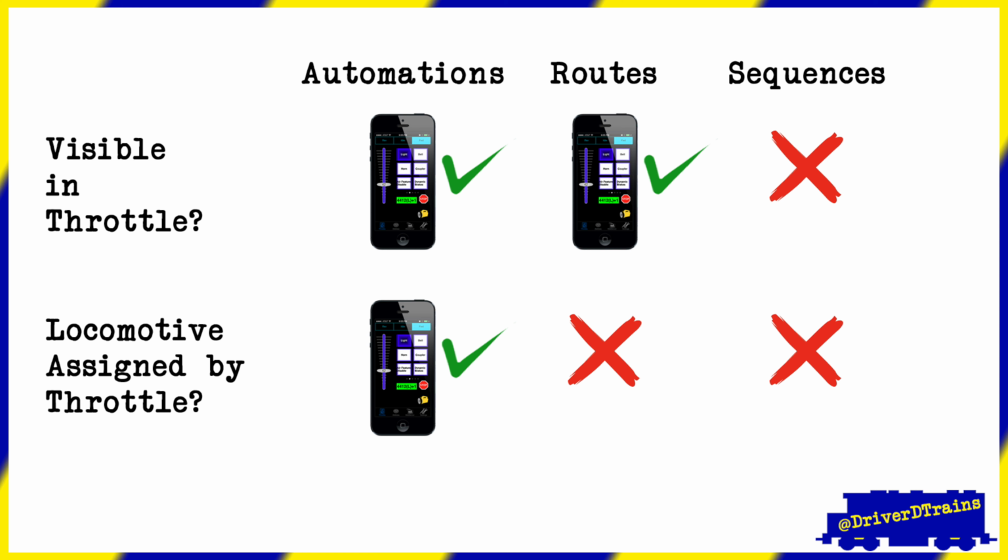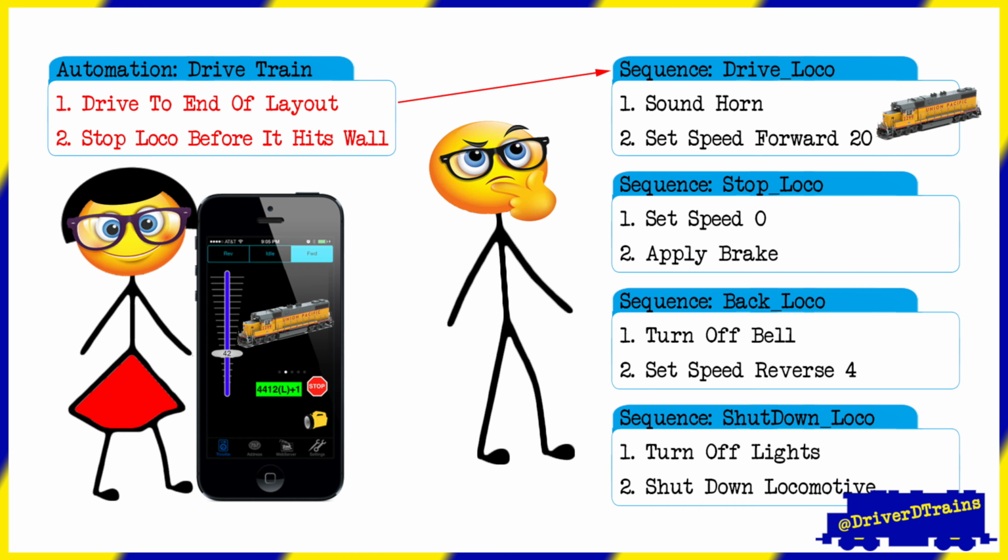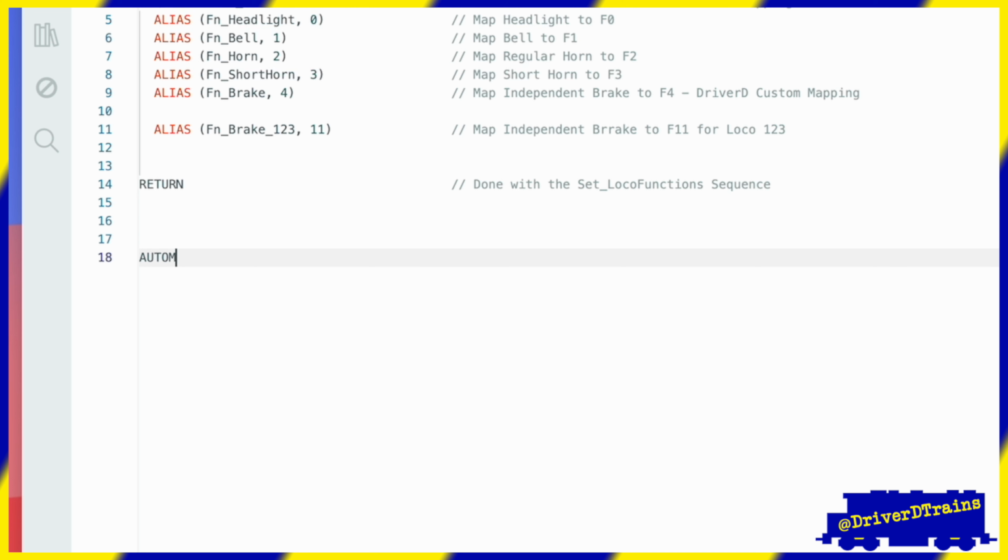Again, we are using an automation sequence for this because we want it to appear in our throttle, and we want it to run using the active locomotive from our throttle. We'll type automation, all in capital letters, followed by an open parenthesis. We then need to assign our automation a unique ID number of our choosing, followed by a comma, and then a descriptive name, in quotes, that will be displayed in our throttle app.